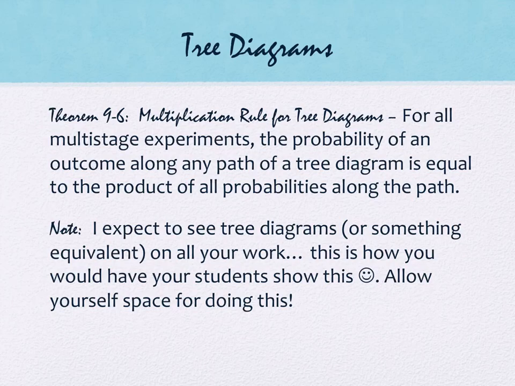There's a multiplication rule for tree diagrams. As we look at a tree diagram, which we will soon, you can actually find the outcome of whatever the branch is by multiplying the probabilities along the branch. You just multiply outcomes together and you get the outcome at the end as the percentage or the probability.